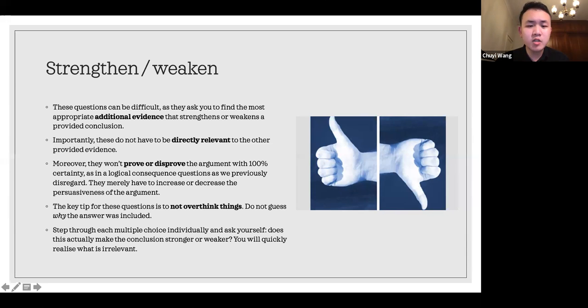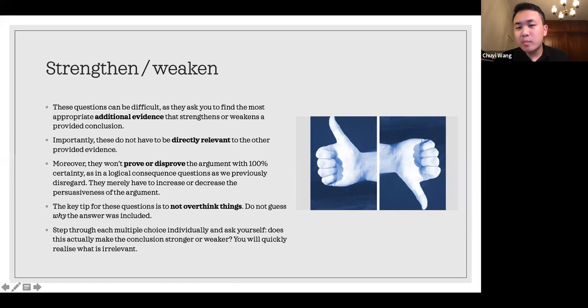Now, how do we solve these questions? What is the key tip? The key tip is, and this is the one where the outside knowledge is the most harmful, do not overthink the question. Do not think, oh, maybe this, or maybe that, or bring in your own opinions about whether or not it strengthens or weakens. Just ask yourself, does it make the conclusion that the person has said more persuasive?